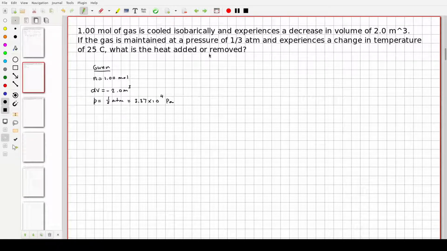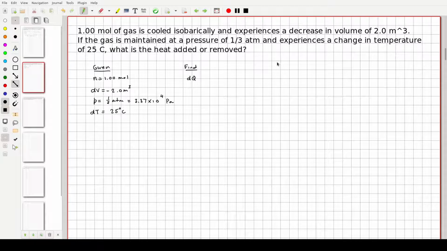Now, there's also a change in temperature here. The change in temperature that our gas experiences, which I'll call dT, is 25 degrees Celsius. It's positive. Now, what are we trying to find? Well, we're trying to find how much heat has been added or removed. So we're trying to find dQ.